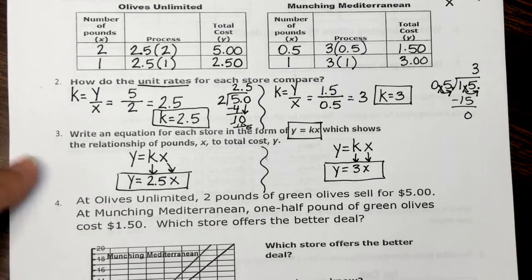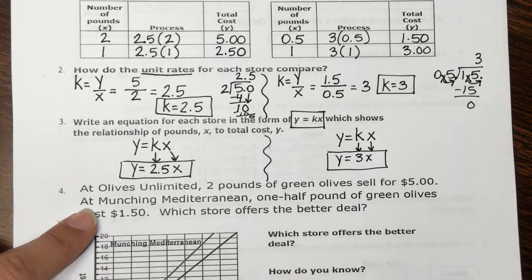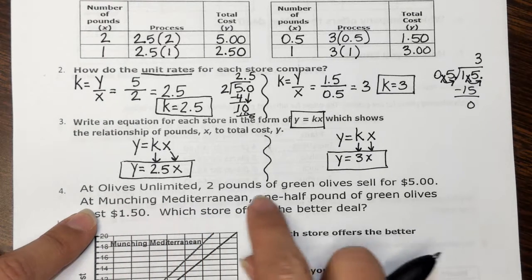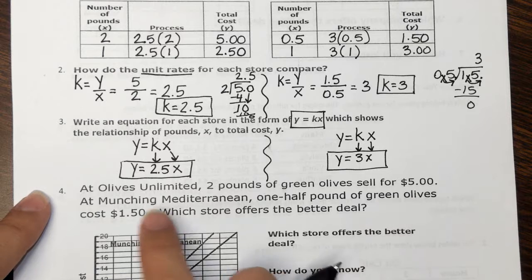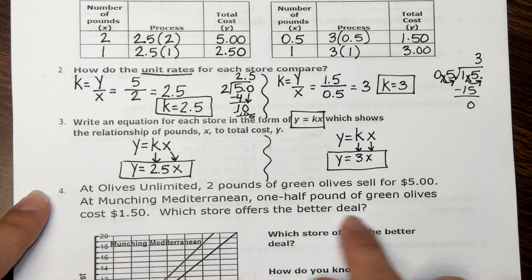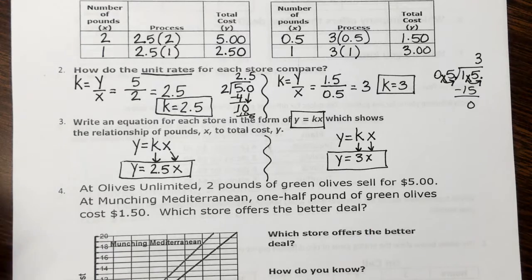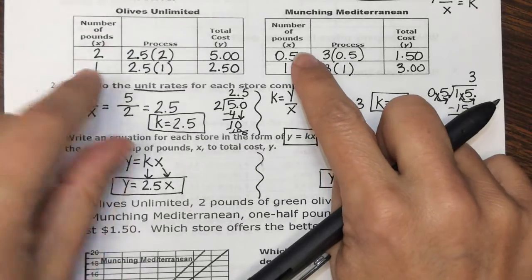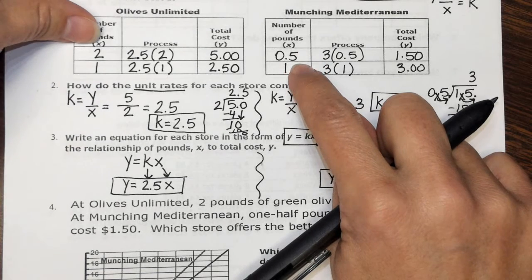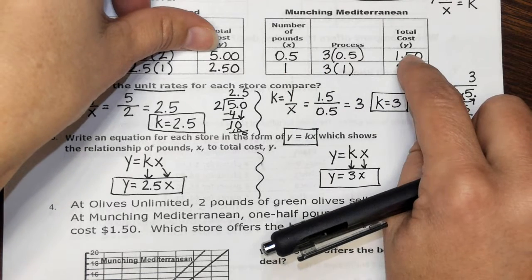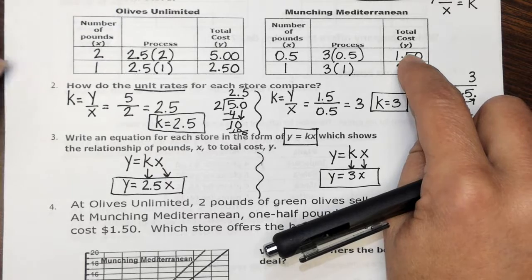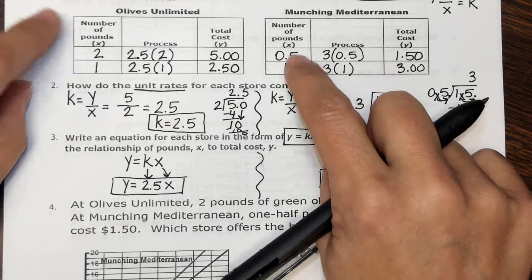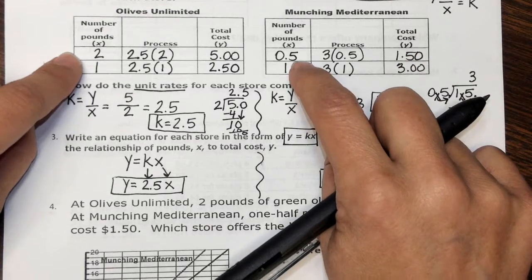All right, this is the same scenario. It just states it for us again. At Olives Unlimited, 2 pounds of green olives sell for $5. At Munching Mediterranean, a half a pound of green olives costs $1.50. Which store offers the better deal? So when we're talking about better deal, when we were looking at this before, 2 pounds, half a pound, this is $5, this is $1.50. It's not really easy for me to tell what's the better deal because I'm not comparing the same amount of pounds to the same amount of pounds.